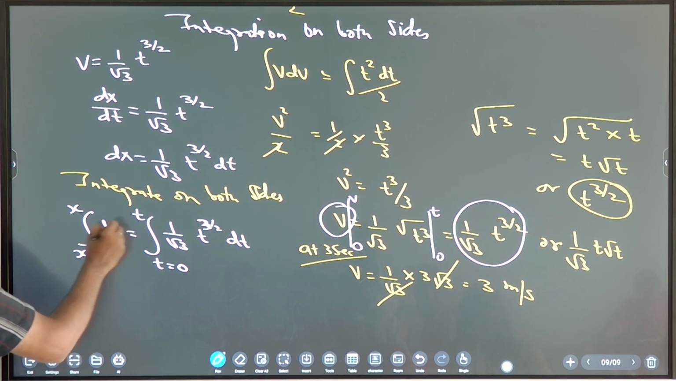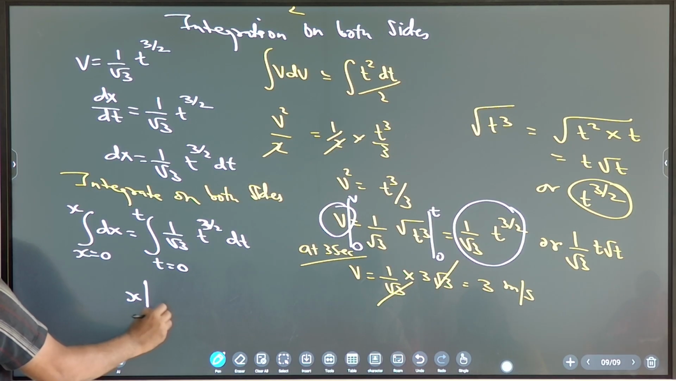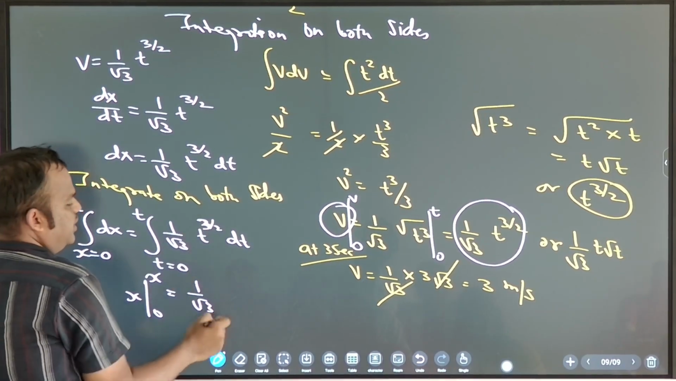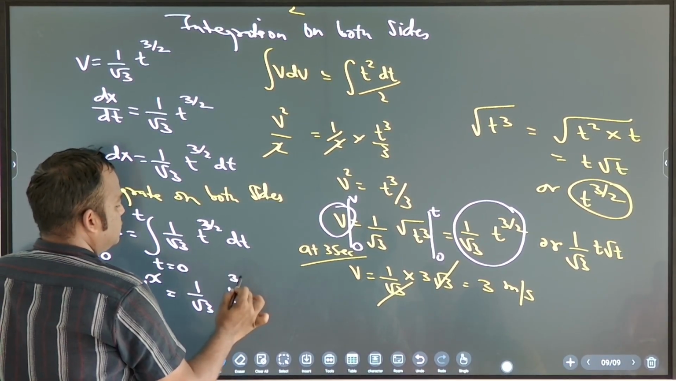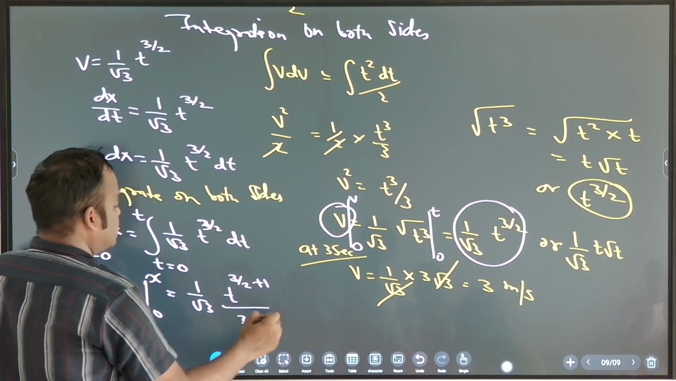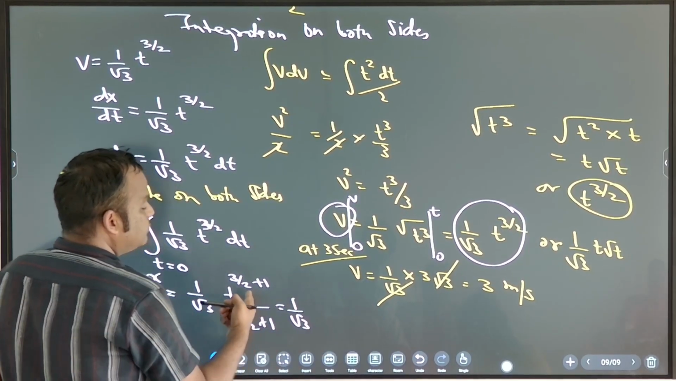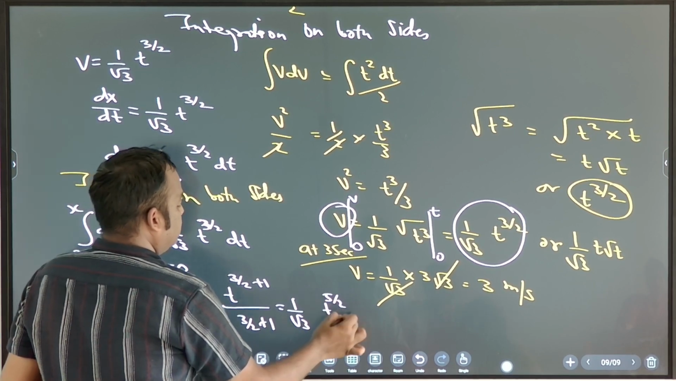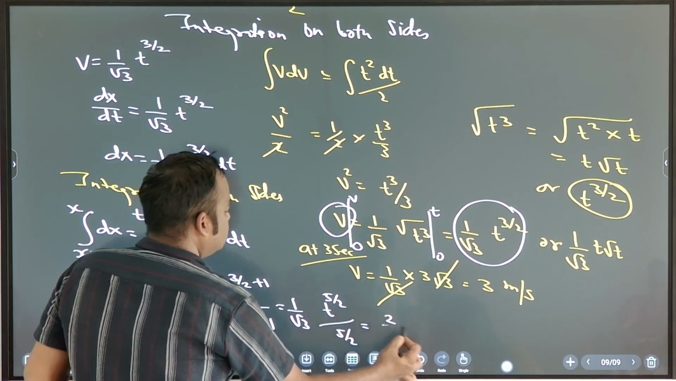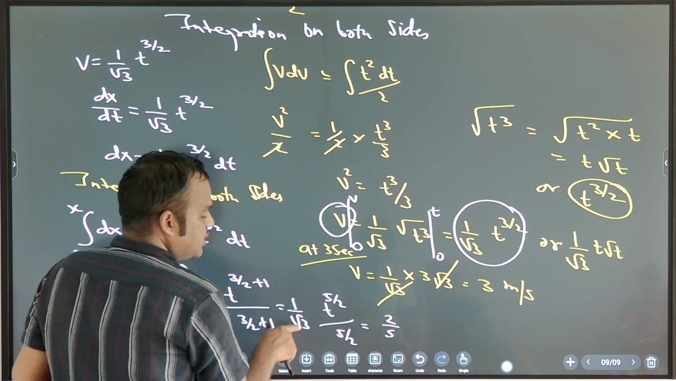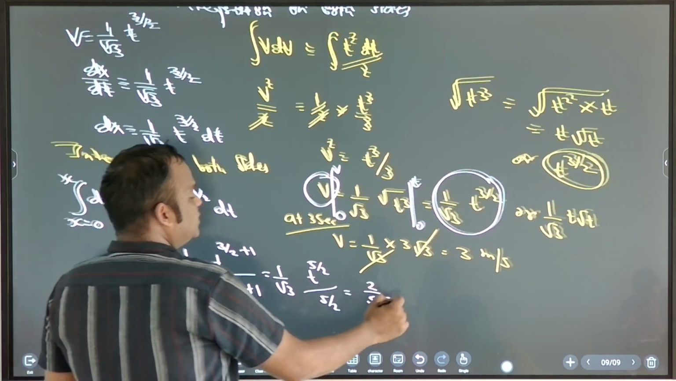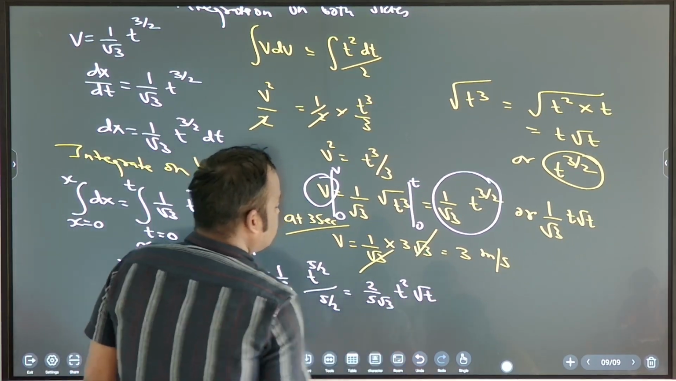So what is integration of dx? x, from 0 to x. So this is 1 by root 3. Now what is integration of t power 3 by 2? 3 by 2 plus 1, divided by 3 by 2 plus 1. So 1 by root 3 t power 5 by 2 over 5 by 2. The 2 goes to the numerator, so 2 by 5 root 3, and t power 5 by 2 means t square root t.